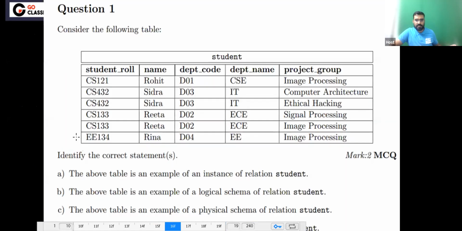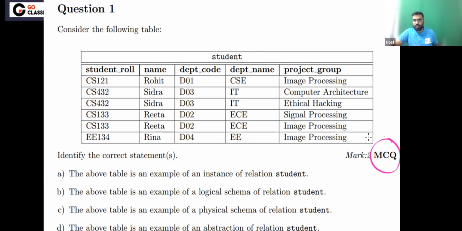So tell me what is the answer. Question number 1 is a simple question. A table is given to you, and this is an MCQ question where you have to select one option. The question asks what this table is an example of. You can clearly see the table has data. This is a student table in the database. There can be more tables also, like a teacher table, course table, enrollment table, but here one table, the student table, is given to you.